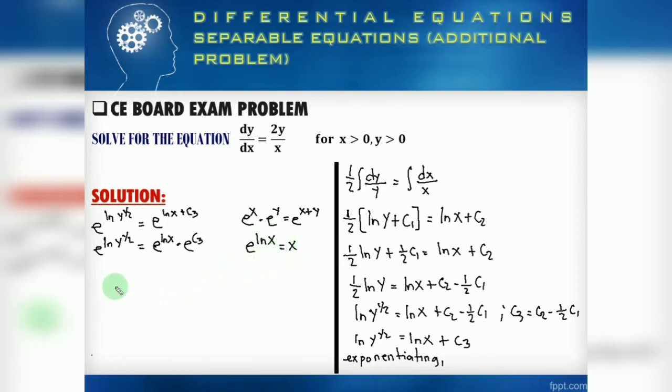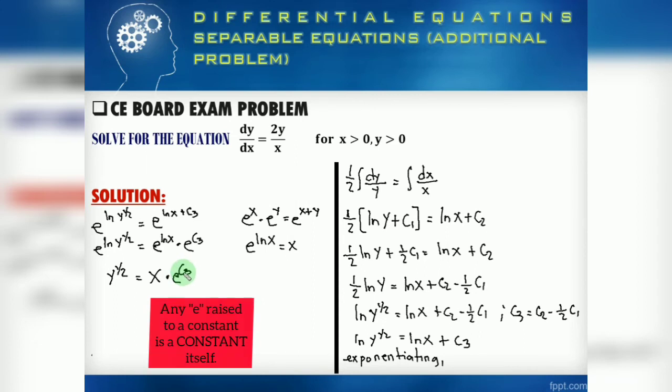Okay, so in this term here, e raised to the ln y raised to the 1/2, our x here is just simply this y raised to the 1/2. So we can say that this is just equivalent to y raised to the 1/2, and then e raised to the ln x is just simply x. Okay, so this is x, times your e raised to the c3. Okay, so any constant, e raised to any constant is just a constant itself.